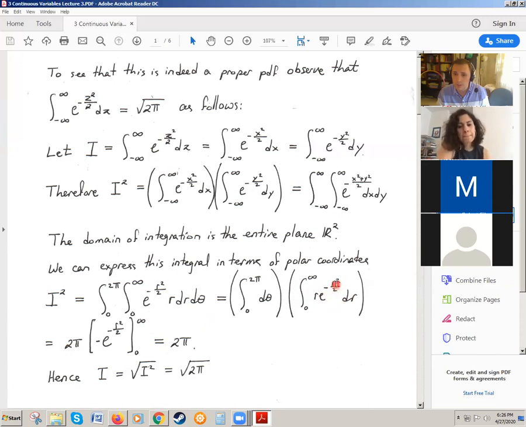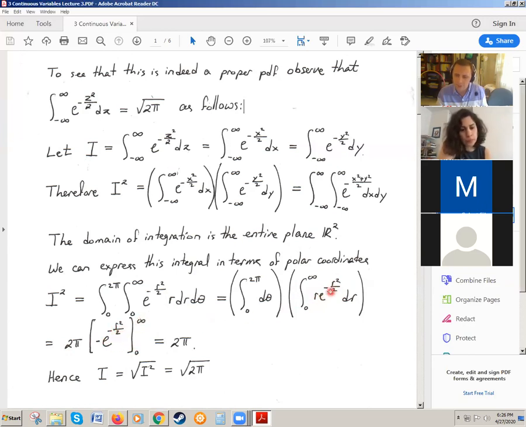This can be solved by u substitution. You can see that the derivative of r squared over 2 will be r, right? So it's like the integral of e to the minus u. If you think of it quickly, this is the integral of e to the minus u, which will be minus e to the minus u, evaluated from 0 to infinity.